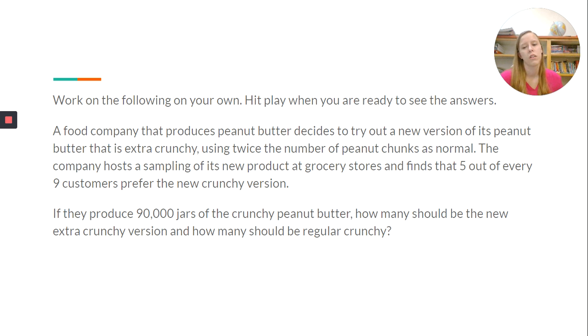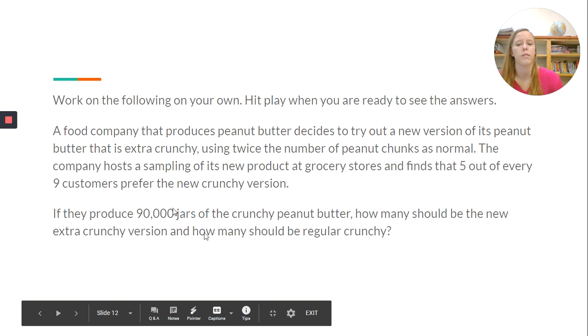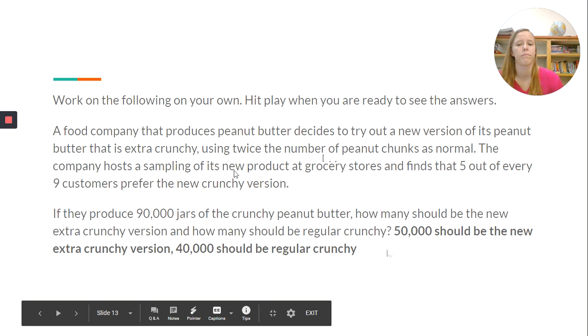Well, the number that should be the new extra crunchy version is going to match up with our ratio of how many liked it. So if 5 out of every 9 customers preferred it, we want 50,000 of those jars to be the new crunchy version and only 40,000 to be the regular crunchy version.